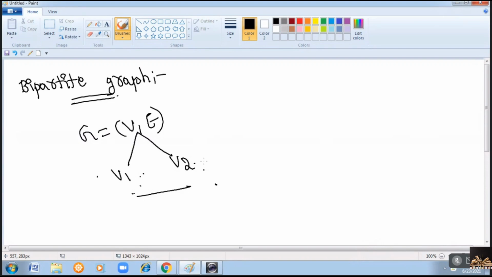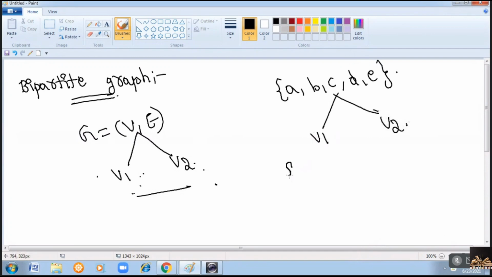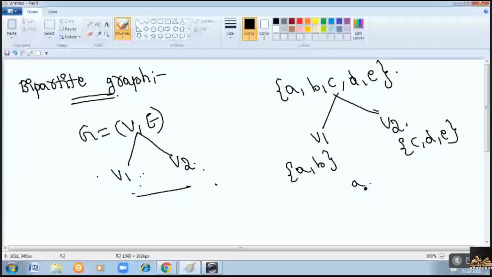And that type of graph is known as a bipartite graph. Let us see one example. Consider we have 5 vertices, A, B, C, D, E, right? 5 vertices are there. What we have to do is divide this set into V1 and V2. Let us suppose I have divided AB into one group, CDE into another group, right? So here you have A, B and C, D, E. Okay. Now what is the condition?